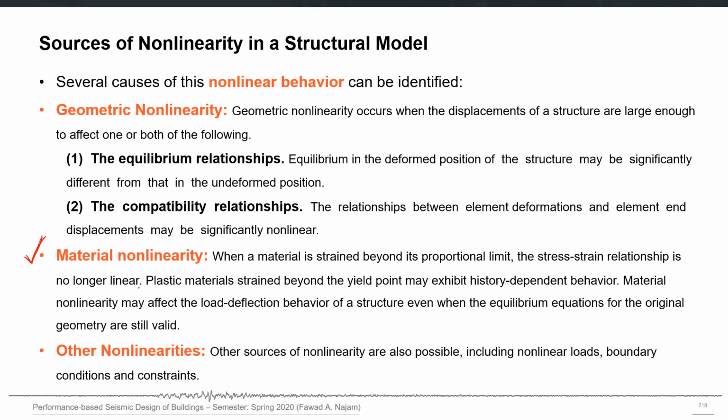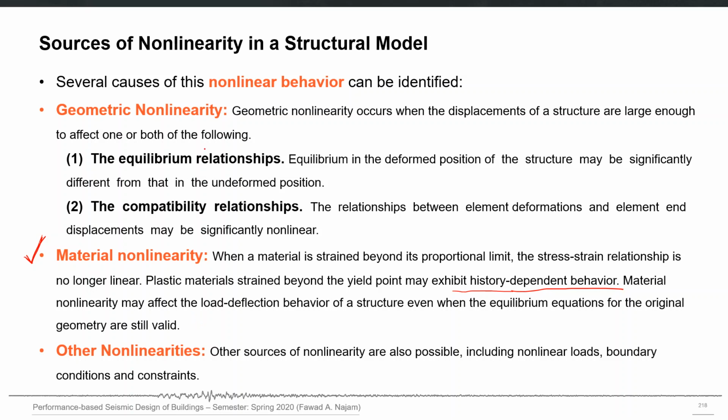You have seen in the last part of this lecture that materials can be nonlinear, and they can have different kinds of nonlinear stress-strain relationships. The plastic material strained beyond the yield point may exhibit history-dependent behavior, maybe the complete cyclic behavior. Material nonlinearity may affect the load deflection behavior of a structure even when the equilibrium equations for the original geometry are still valid. So the material nonlinearity will affect the whole load deflection behavior of the structure even if you apply the equilibrium equations on the undeformed geometry of the structure.